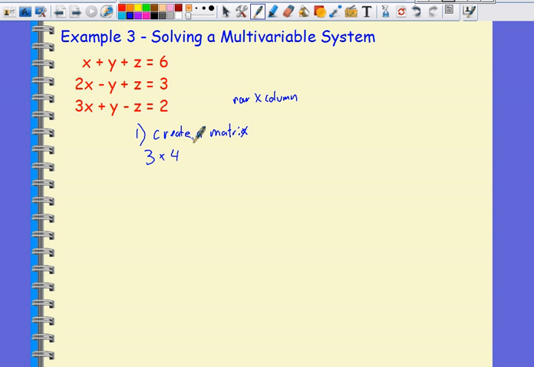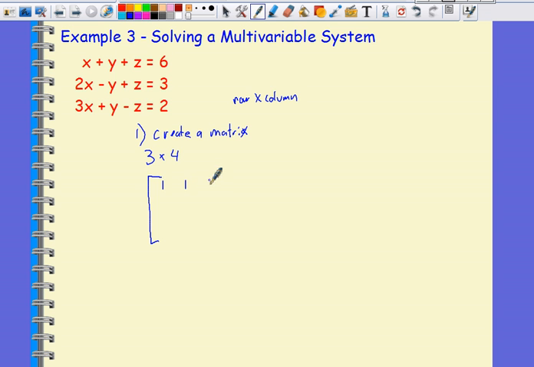So what would be the first row? 1, 1, 1, 6. The next one? 2, -1, 1, 3. And the last one? 3, 1, -1, 2. You guys remember doing that? Any questions on that?